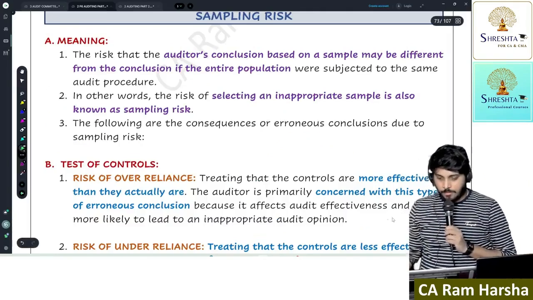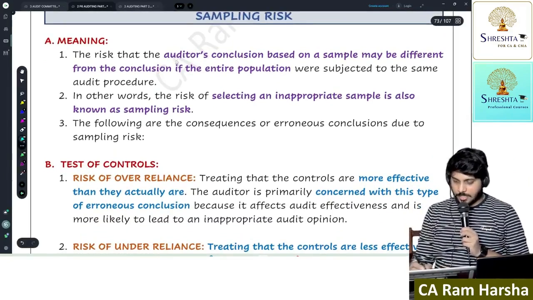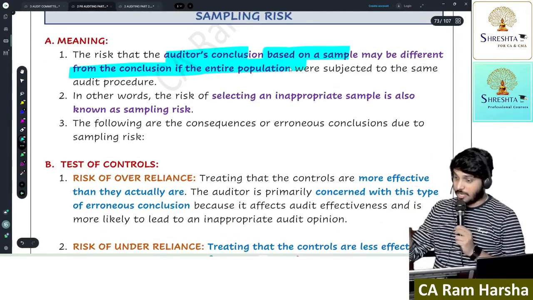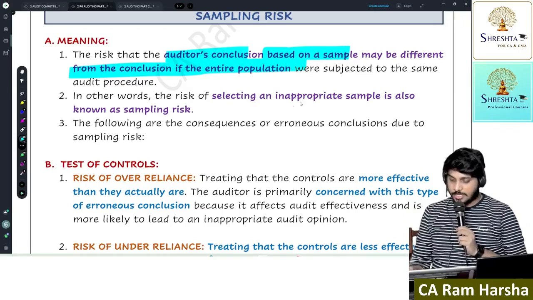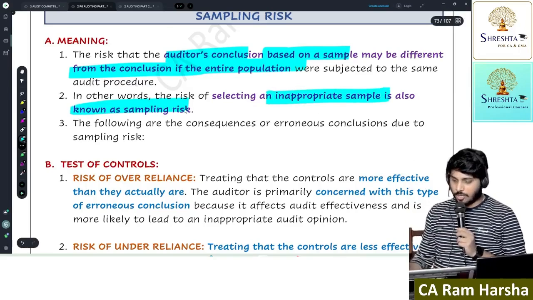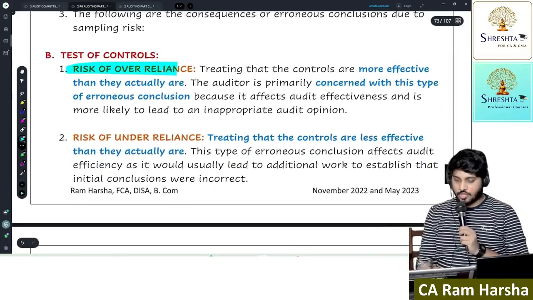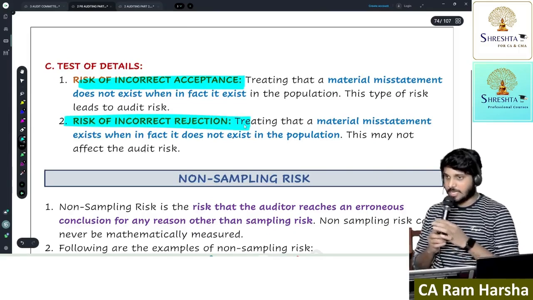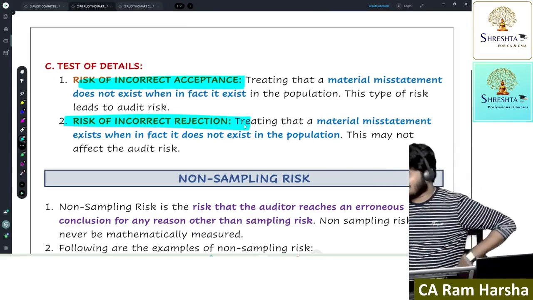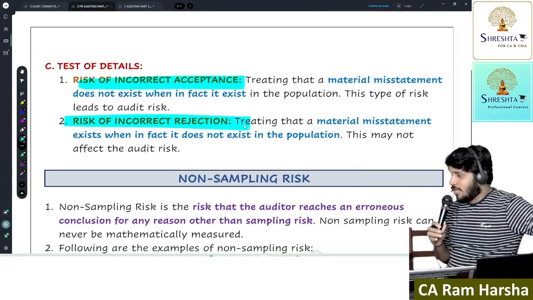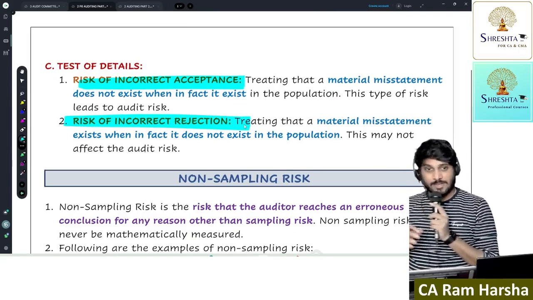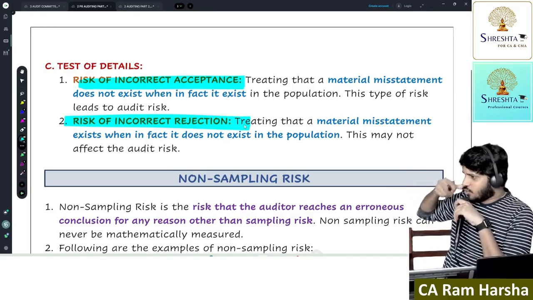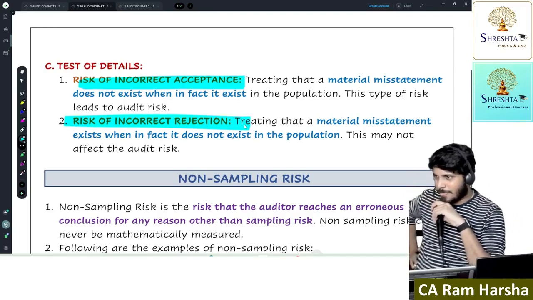You see, what is sampling risk? The auditor's conclusion based on sample is different from the population if at all the entire population you verified. Selecting inappropriate sample is also called sampling risk. Like risk of over-reliance, risk of under-reliance, risk of incorrect acceptance, risk of incorrect rejection. Are you clear? Now, detection risk, I told you, the risk of not identifying mistakes. Will this arise only because of the sampling risk?